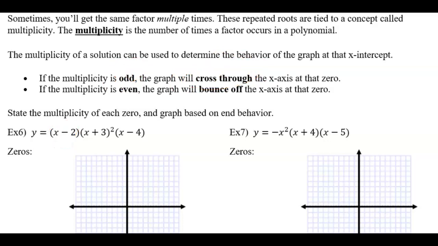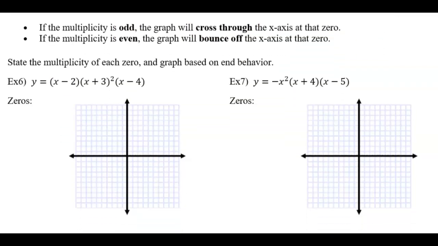Okay, so let's put this all together here. So the zeros I have, from this factor here, it's going to cross at 2. And I'd say that factor has a multiplicity of 1. So you can just write m:1 for multiplicity 1, and I'll know what you mean. Okay, so I'm going to go ahead and plot that x-intercept at 2.